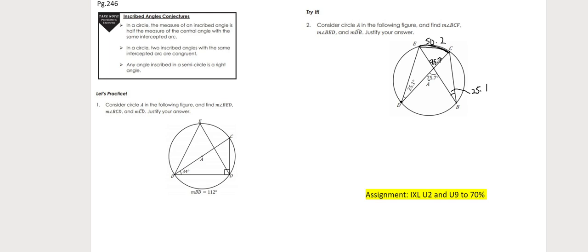75.7. Okay. And if I want to find the angle that's next to it, you subtract from 180. 180 minus 75.7, and you will get 104.3. Okay, and it will be the same thing as this angle right here. So that's how you can find those angles there.